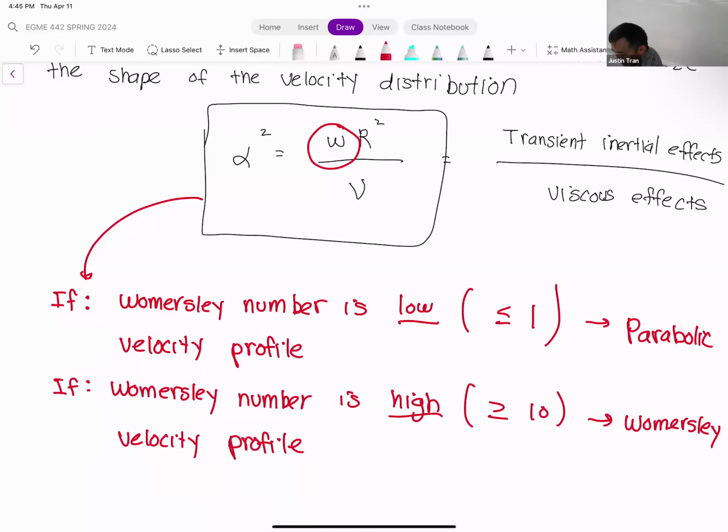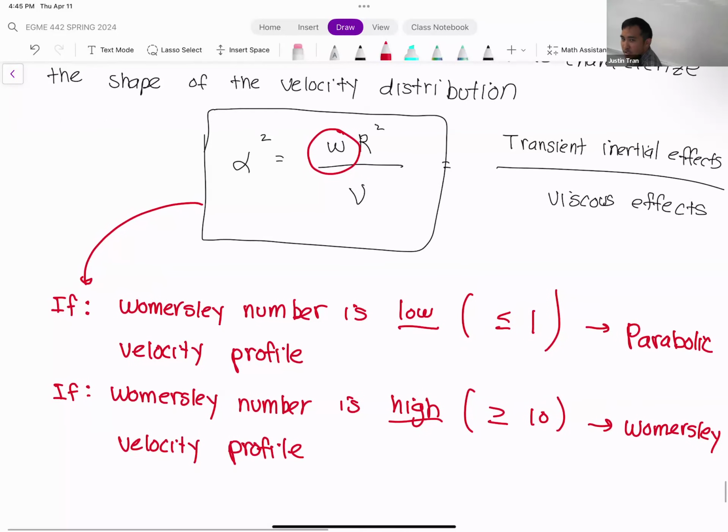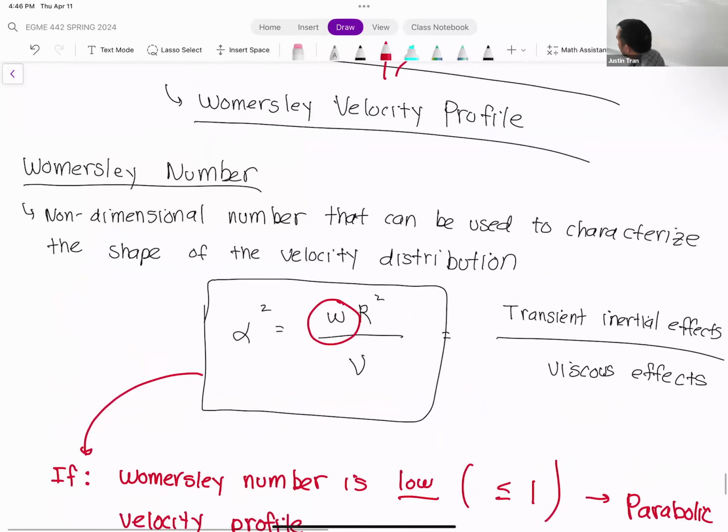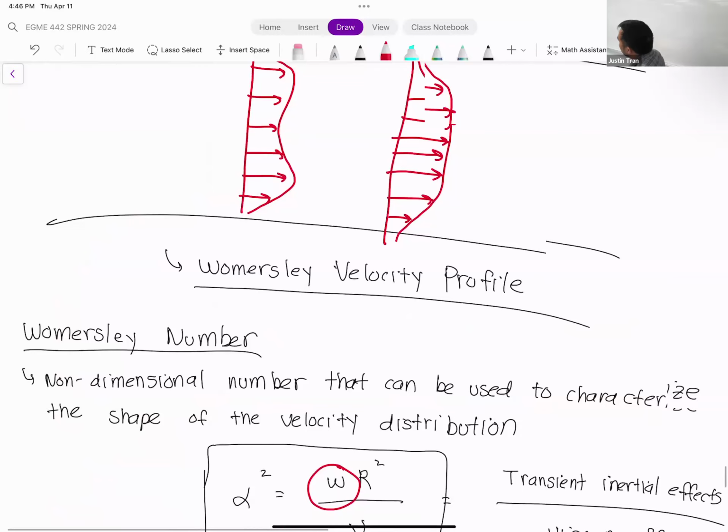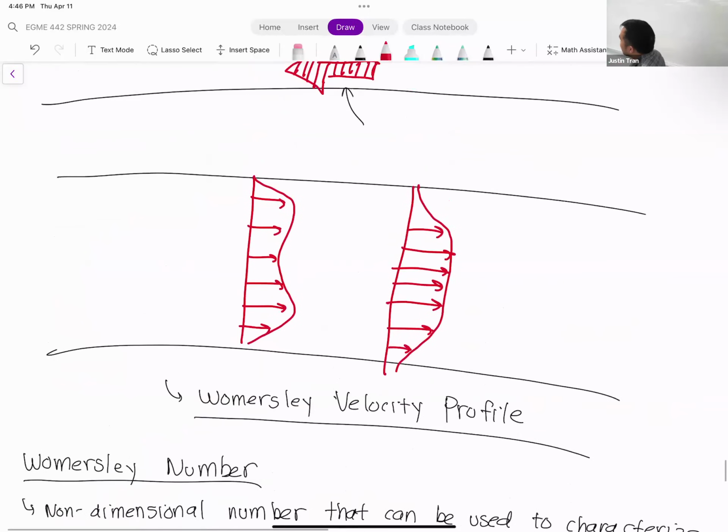All right. So while the Womersley number is still on screen, right? Of course, one of the main determinants of the Womersley number is the frequency. And now it decides to move.